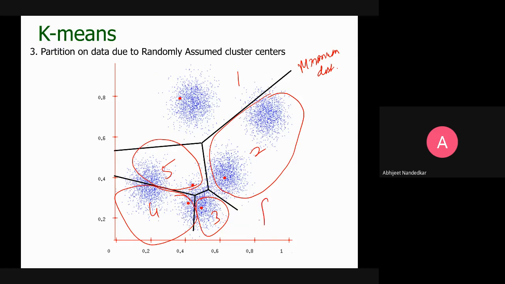So for each group, we find new centroid. Okay, I just repeat. We started with k equal to 5. Then we started with random assumption of 5 centroids. And based on those 5 centroids, we have partition of space, and then we calculate new centroids for each partition.